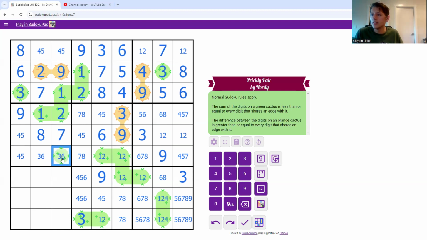Well, look at this digit now. That resolves that, doesn't it? Because the sum of digits on a green cactus is less than or equal to all of its pairs. Well, so if this is a 6, this could never be a 3. So this is a 3 and this is a 6. Because this needs to be higher than this. Yeah. And now this digit has to be higher than a 3. So this digit is from 4 or higher. 5, 6, 8.